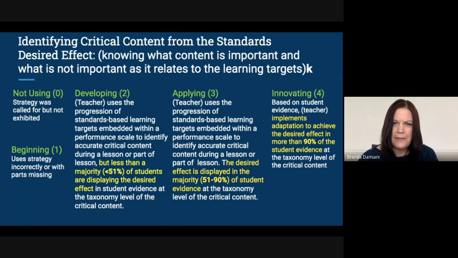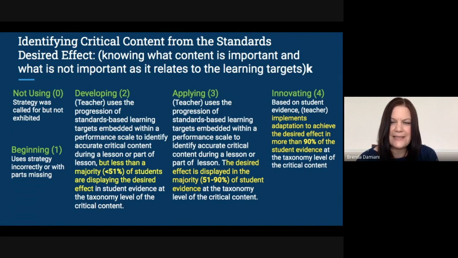We go from developing to applying to innovating. What we want to look at is the 3, that target. That's where we want to be. We may be learning and still in developing, but we want to reach towards applying and eventually innovating. Let's look at that applying. The teacher uses the progression of standards-based learning targets embedded within a performance scale to identify accurate critical content during a lesson or part of a lesson.